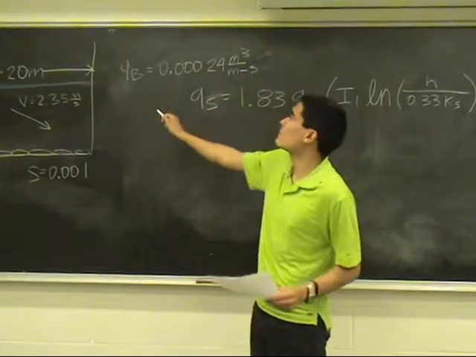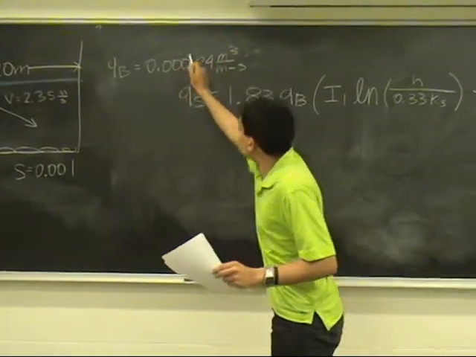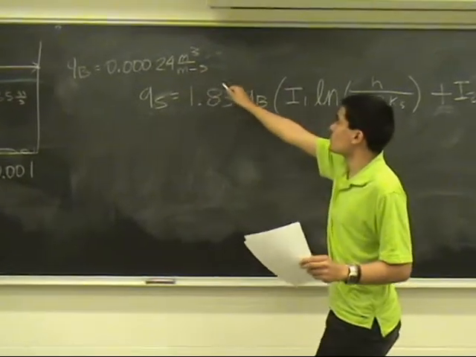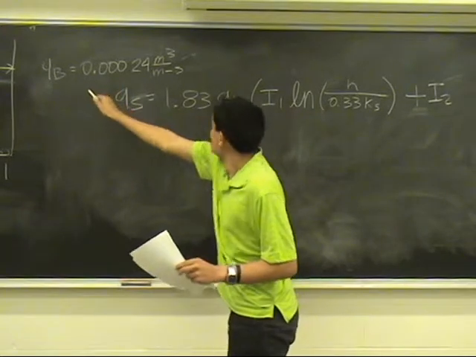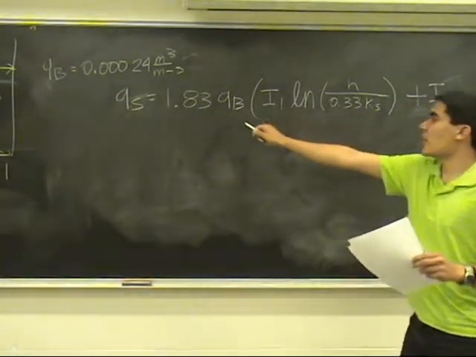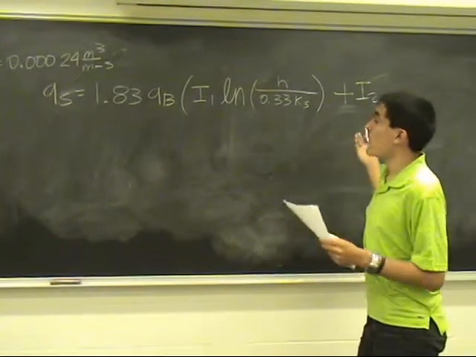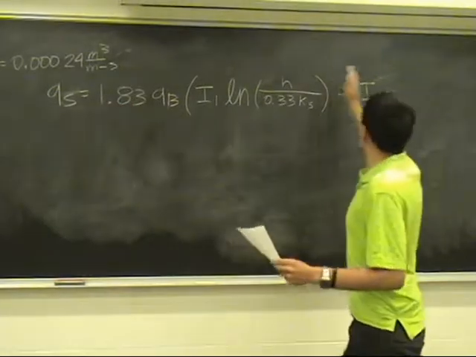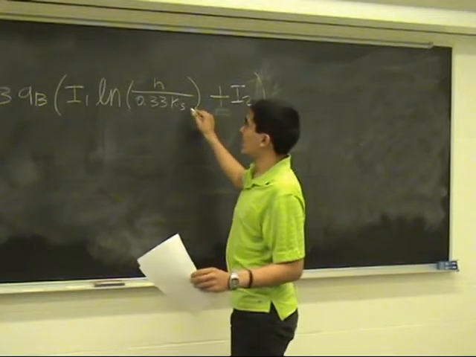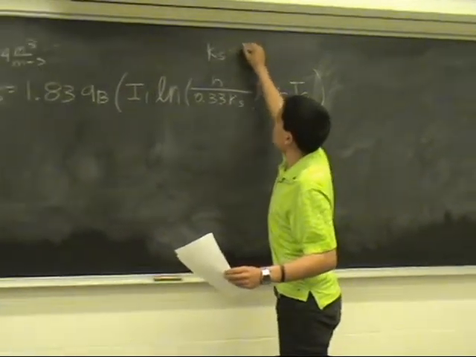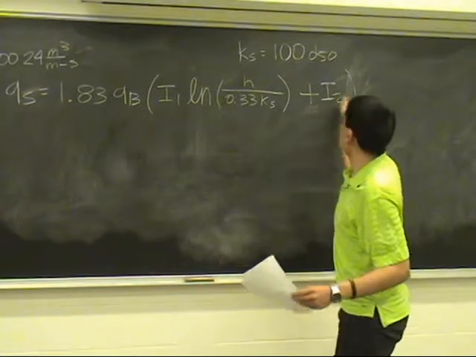In our case, we chose the Mayer-Peter result of 0.00024 meters cubed per second per meter. So this value of bed load transport is key to calculate our suspended transport magnitude. This is the total equation, H over 0.33 Ks, where Ks, as we mentioned in our booklet, is 100 times our D50. Then plus I2.